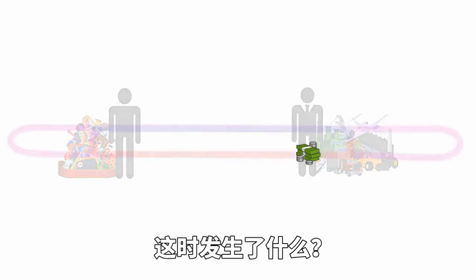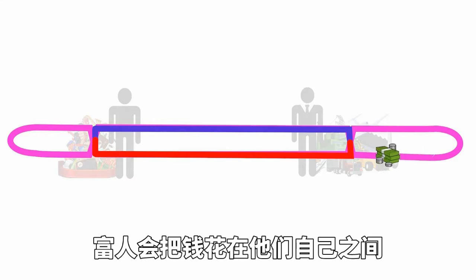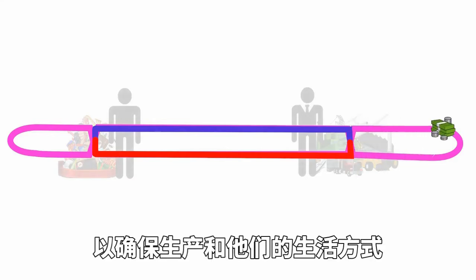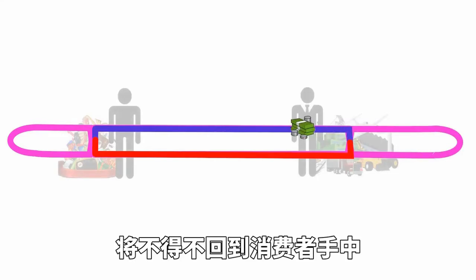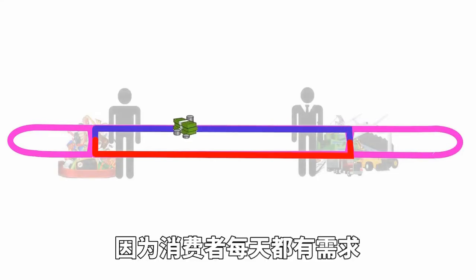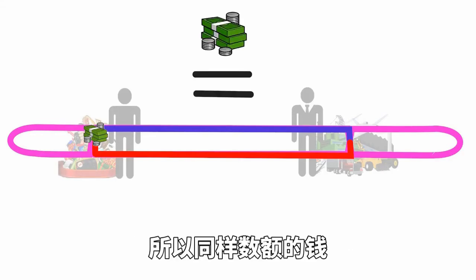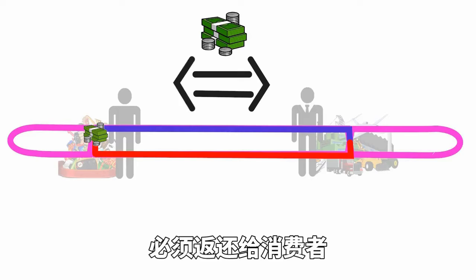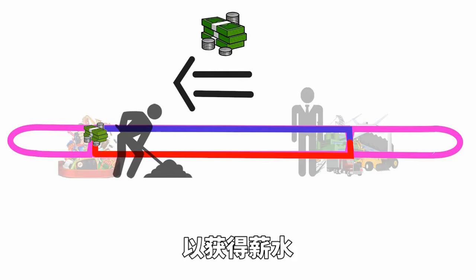So now what's happening? The rich will spend the money between themselves to ensure the production and also for their lifestyle. But then the money will have to come back to the consumers, because the consumers have needs every day, and they are the same needs every day. So hopefully the same amount of money will have to return to the consumers. And for the money to come back to the people, they will have to work for the rich to receive a salary.